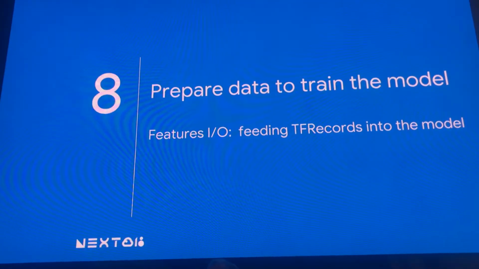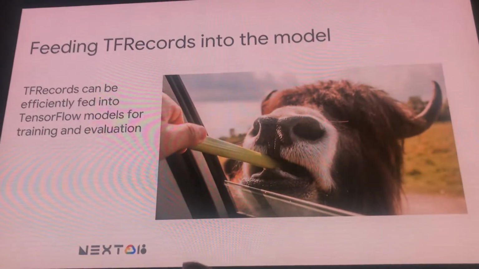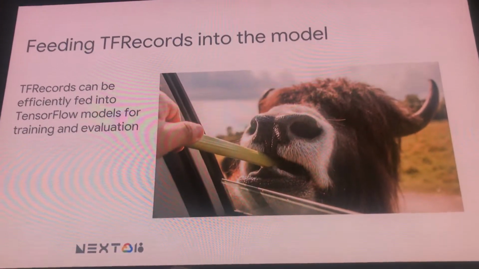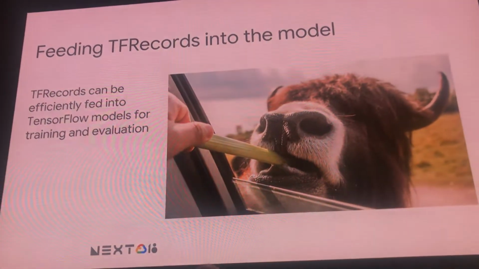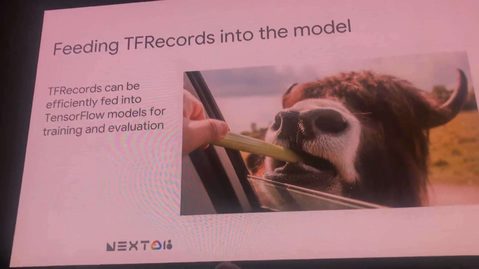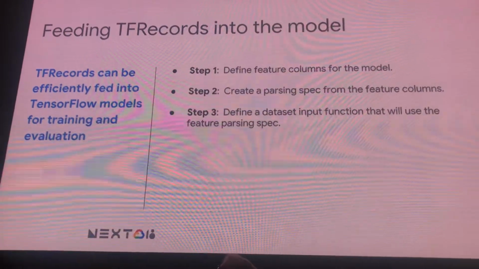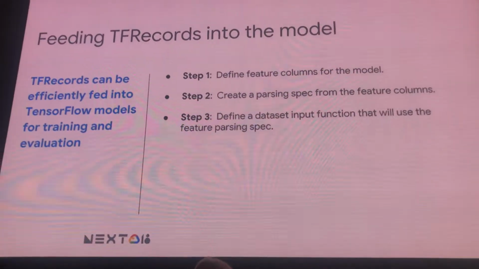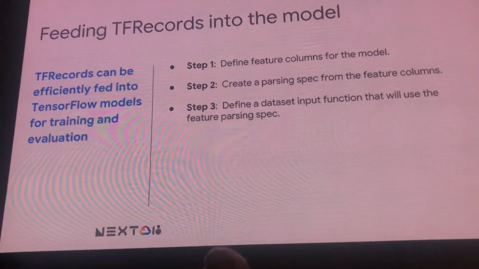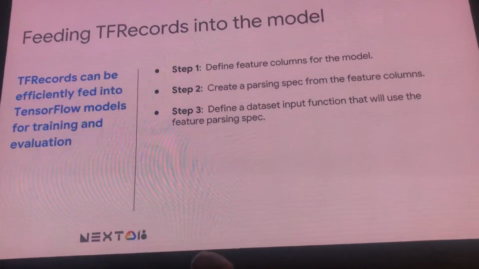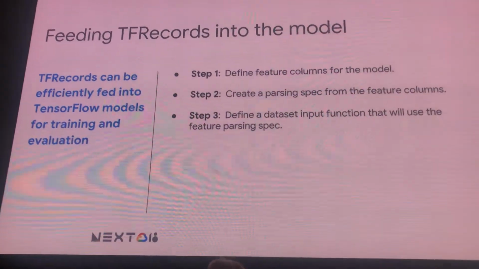Okay, preparing data to train the model. TF records can be efficiently fed into the TensorFlow model for training and evaluation. In the next several slides, we're going to look at exactly how we're going to be feeding those records to our model. There are 3 steps here. The first step is we're going to define feature columns, and I will show you in a moment what they are. Second step, we're going to create a parsing spec. And third step, we're going to define an input function that will use the parsing spec.